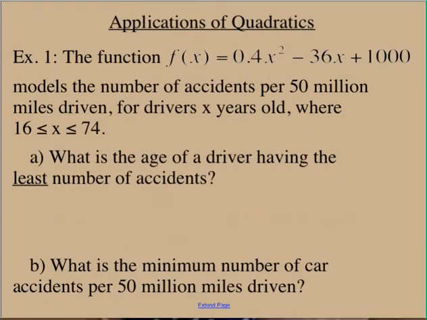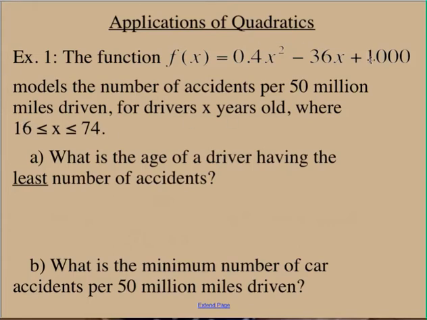So, applications of quadratics. Let's do this first example. The function f of x equals 0.4x squared minus 36x plus 1,000 models the number of accidents per 50 million miles driven for drivers x years old, where x is between 16 and 74.